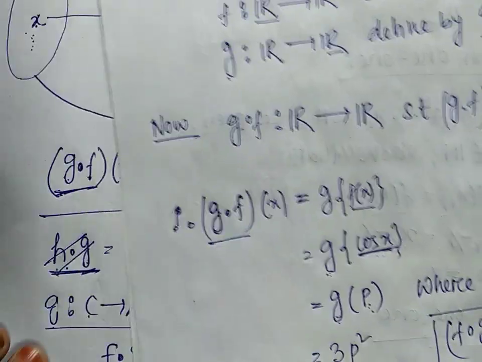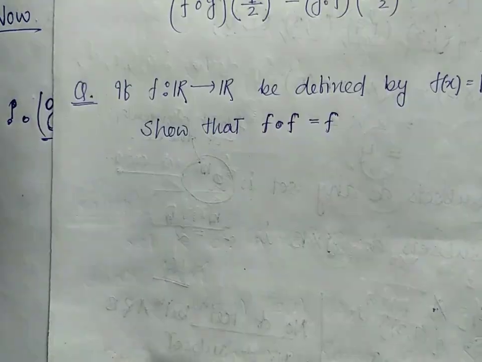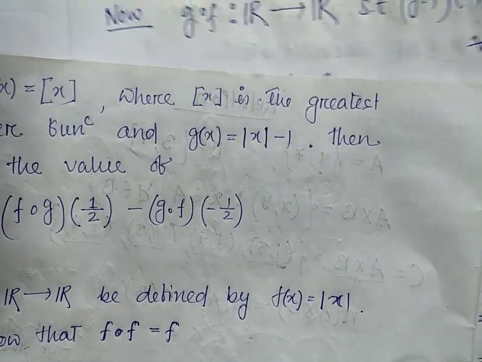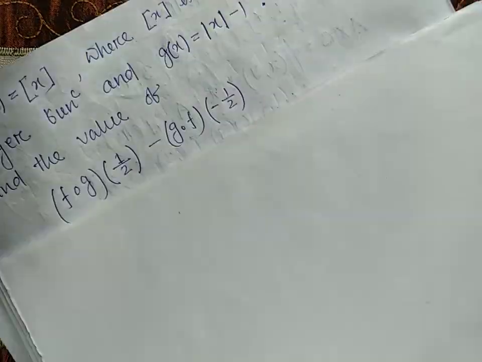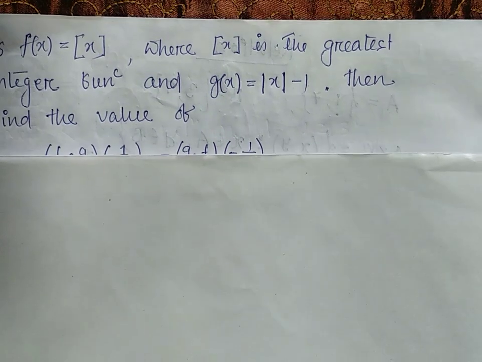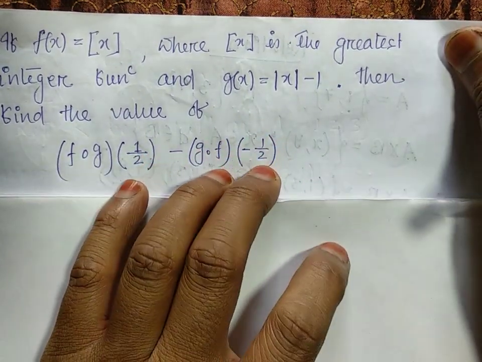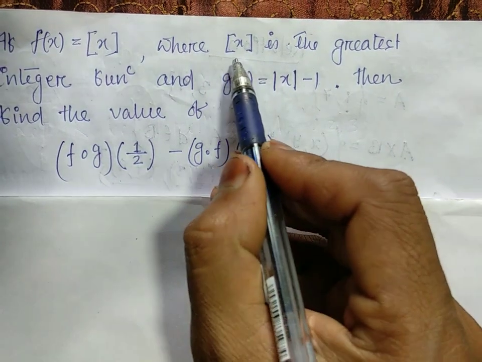Okay, so let us discuss two different questions. What are the questions? First question is this one. F is equal to greatest integer of x, where this symbol is known as the greatest integer function. This is known to you.